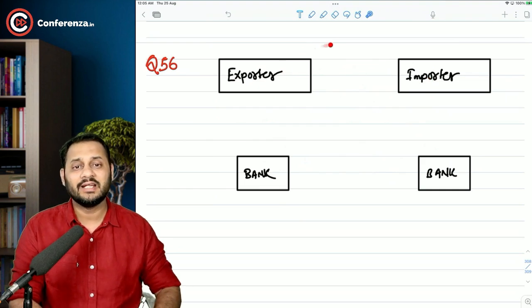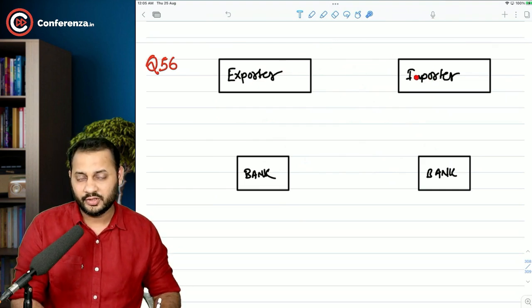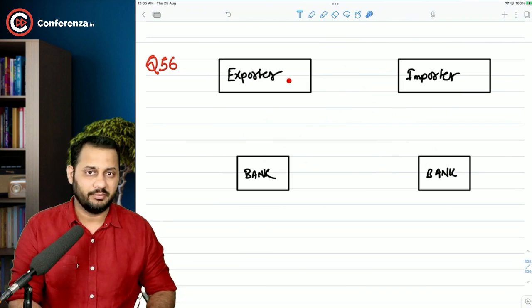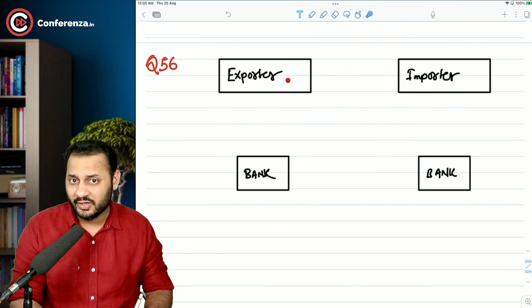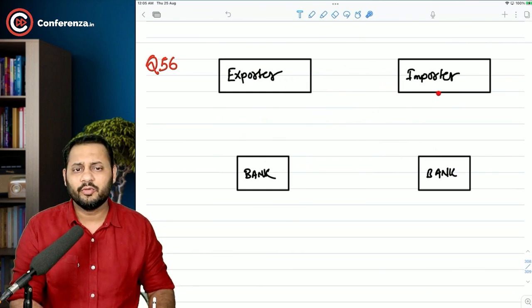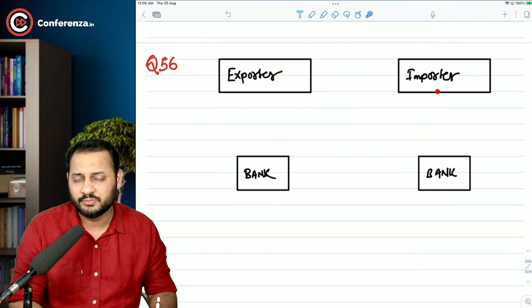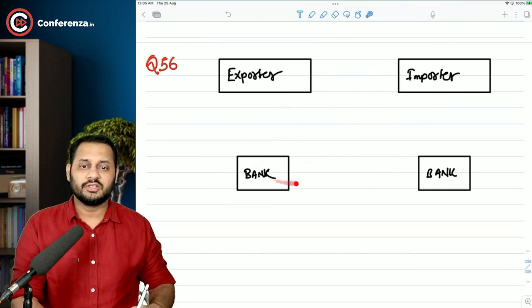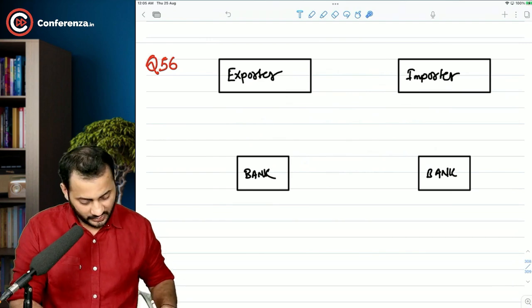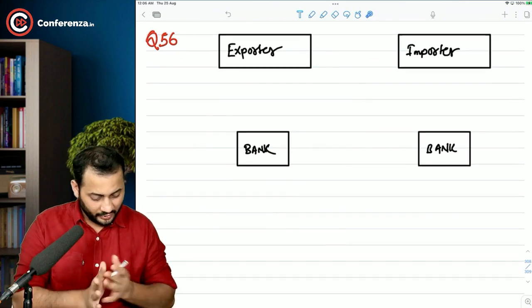It means that you can send the goods to the importer, and even if the importer later refuses to pay for the goods, the bank will make the payment. So the exporter is not worried now about the payment, and the importer is also receiving the goods beforehand. Okay, so this is how the letter of credit works. Understood? Now, what happened?